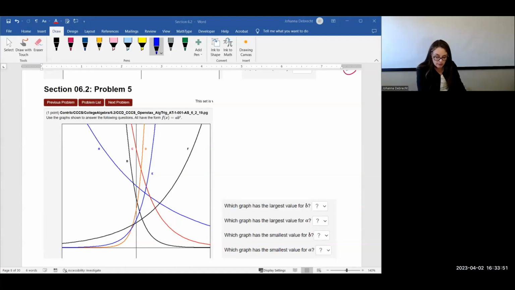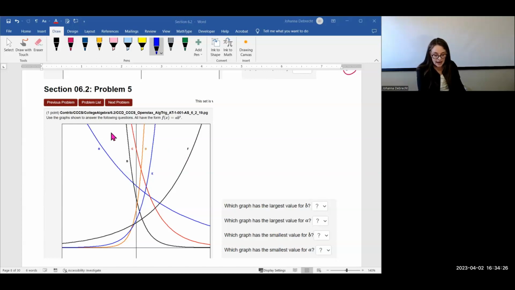So now we're going to look at problem number 5. Similar, but not the same as the one before. We have, again, some decay equations like A and B and C, and some growth equations like D, E, and F. When we're looking at these, thinking about what we did before, remember that for growth exponentials, the larger the base, the faster it grows, which means when I compare D, E, and F, D has the largest base.